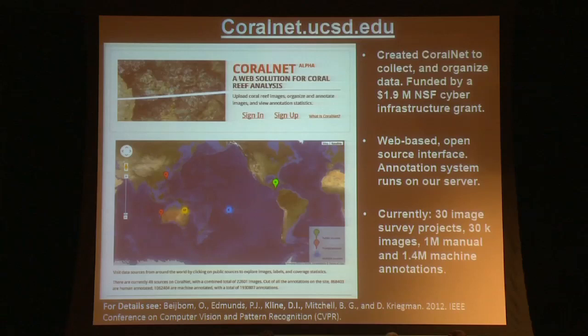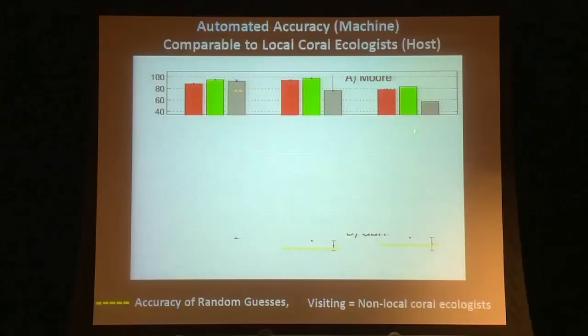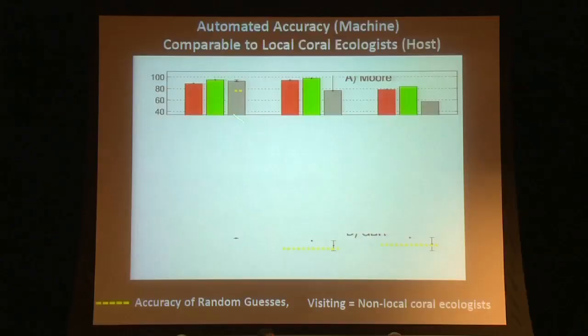machine annotations. This slide got a little messed up, but basically we did an interoperator study where we got 8 coral reef scientists from around the world to work on image data sets from 4 Pacific reef regions: Moorea, the Great Barrier Reef, Taiwan, and the Line Islands. And when we compared the results of the computer analysis to that of the local experts and the non-local experts, which are shown in gray, we were able to show that the computer could get 80 to 90% accuracy. So this is really a tool that has a lot of potential.